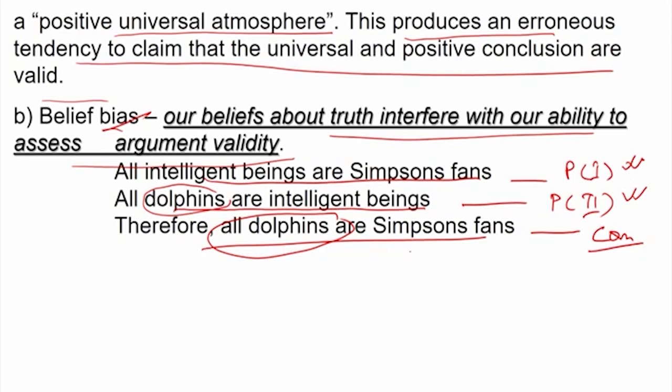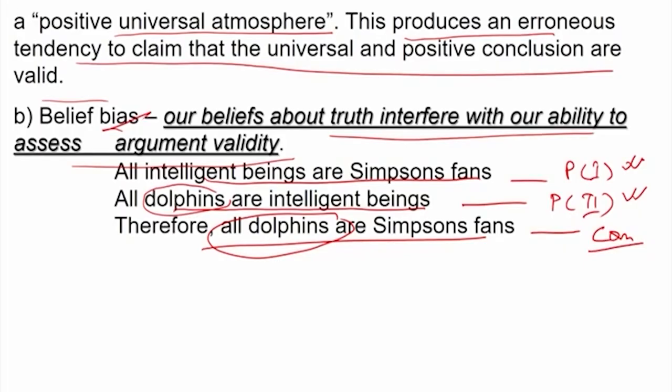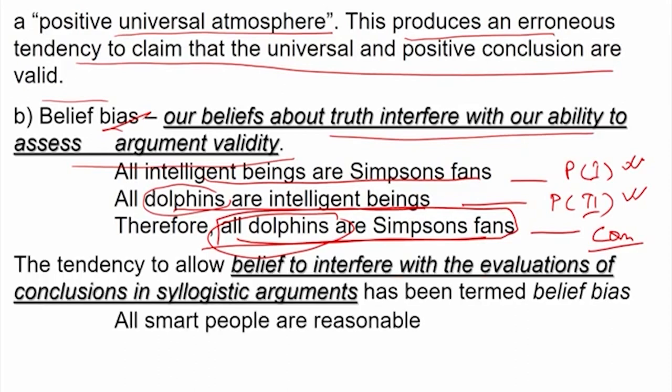But when they conclude dolphins are Simpson fans, they use their knowledge of the truth condition. They believe that dolphins don't get a chance to watch the Simpsons, and so there is no way a dolphin is actually going to be a Simpson fan, and so that leads them to say that this is invalid, whereas this is a perfectly valid statement, because this statement somehow interferes with people's belief systems. Now, the tendency to allow beliefs to interfere with the evaluation of conclusions in syllogistic arguments has been termed belief bias. So, this kind of problem that arises is called belief bias.